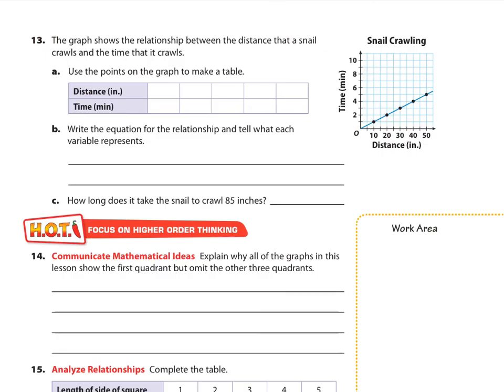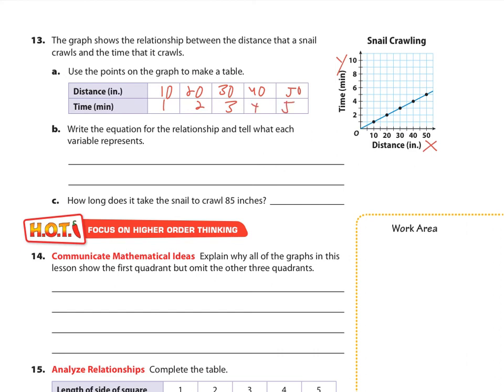All right, one more page. We're going to use the points in this graph to fill in this table. Now, in the graph, distance. Is distance x or y? X. Left and right is always x. Up and down is always y. So, my distances that they have marks for is 10, 20, 30, 40, and 50. My y, which is always up and down, is 1, 2, 3, 4, and 5.